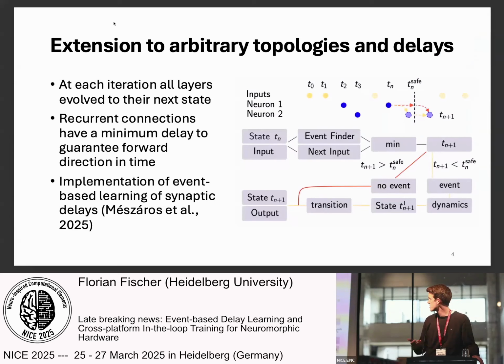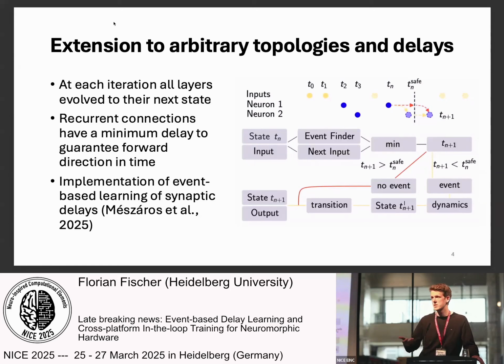So we wanted to extend Jackson to arbitrary topologies, so that we also have recurrent feedback connections. And to achieve this, all layers are evolved to the next state at each iteration. And also a minimum delay between recurrent connections is introduced to guarantee a forward direction in time for the processing. And you can see on the right that for a given layer, we start with its state and then always have to find the next event, which can either be an input event or an internal event, meaning that one of the neurons of the layer spikes.